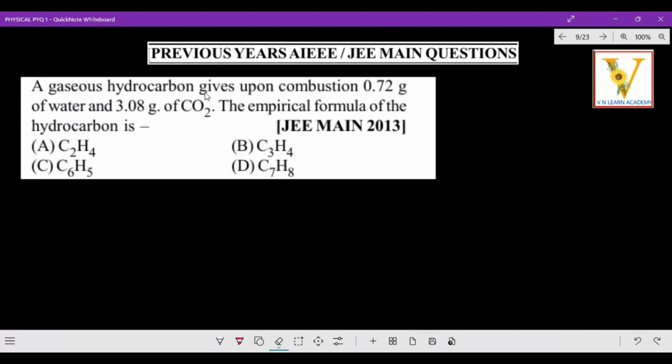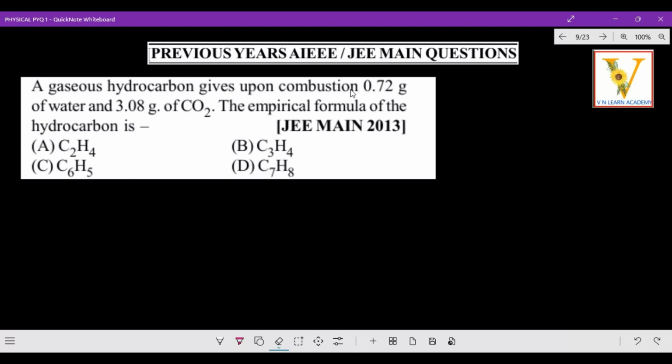This hydrocarbon gives upon combustion 0.72 gram of water and 3.08 gram of carbon dioxide. What is the empirical formula of the hydrocarbon? Usually when a hydrocarbon goes for combustion, it releases water and carbon dioxide as products. So from the product masses we have to identify the empirical formula, and then from that we can identify the hydrocarbon formula. Come on, let's see how to identify.